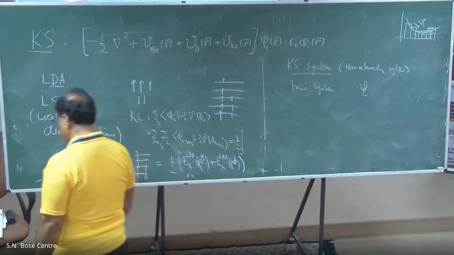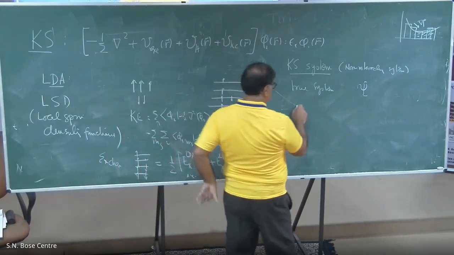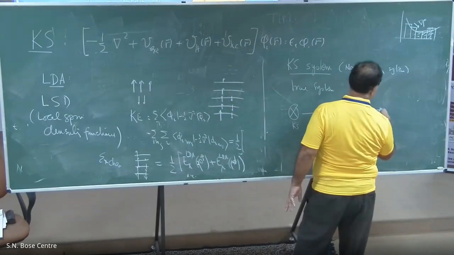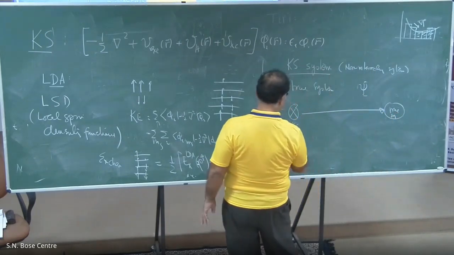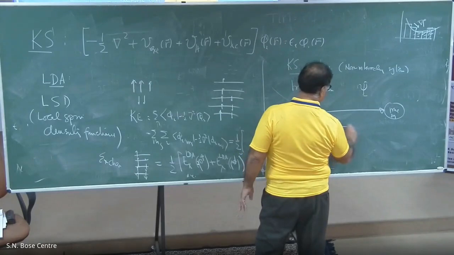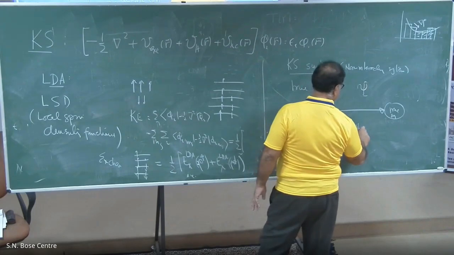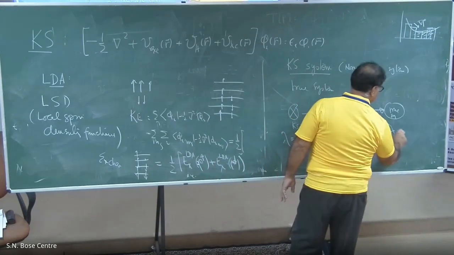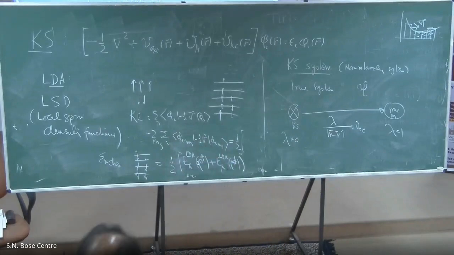So what if I take this Kohn-Sham system and I go to the true system? Here, if I take the interaction to be lambda over r minus r prime, the Coulomb interaction, right? Here lambda is 0, and here lambda is equal to 1. So I can go from one system to the other. I have perturbation theory.